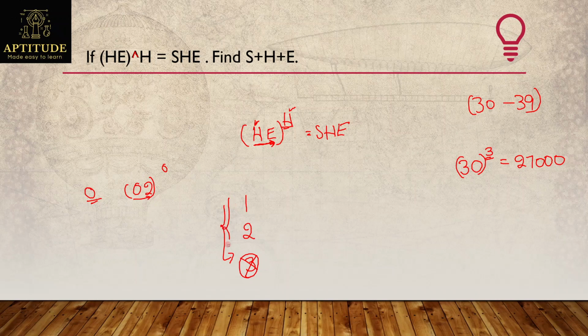And out of the remaining values, I can eliminate 1 also. Why? Because if I take a number starting with 1, it might be obviously from 10 to 19. If I take 10 here, power value will be 1, because H value is 1. So 10 power 1 is 10. I am not getting a 3-digit number once again. Even 19 power 1 is 19, because power value is always 1 according to H. So which means I can say that H value will definitely be 2.